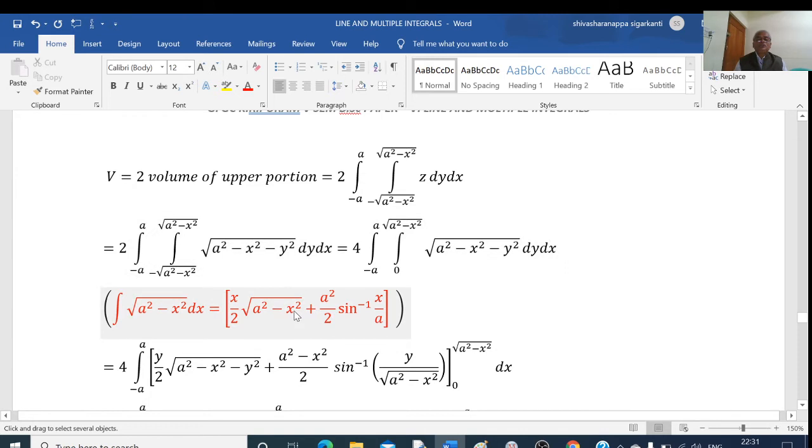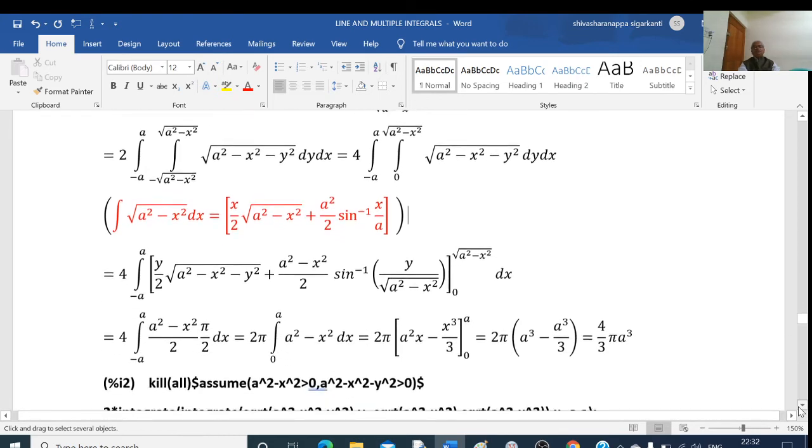So using this formula, we can write this as x by 2, and the 4 as it is here. X by 2 means y by 2 here. In place of x, we have y into root of a square minus x square, this as it is. So that is a square minus x square minus y square, plus a square by 2 into sine inverse of x by a, which means y by a, which is root of a square minus x square. This is between 0 to root of a square minus x square into dx.